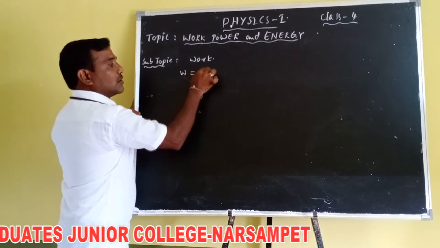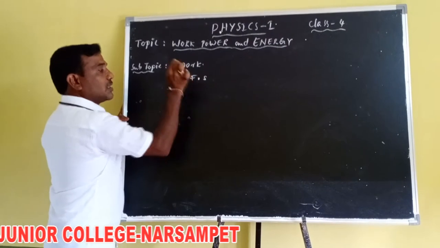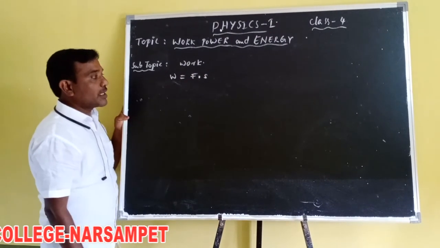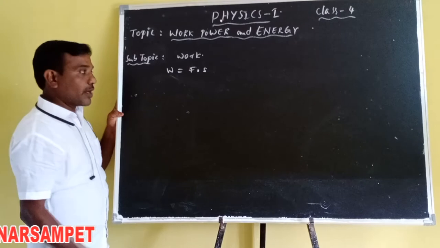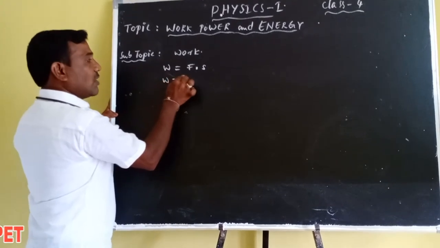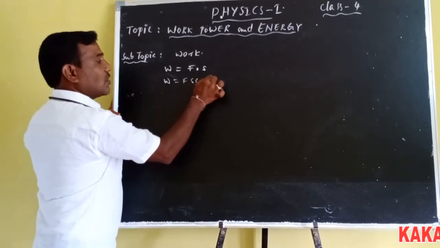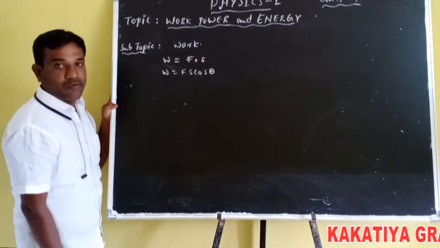W is equal to F dot S. This product is the scalar product. Now, W is equal to Fs cos theta, where theta is the angle. This is the work.